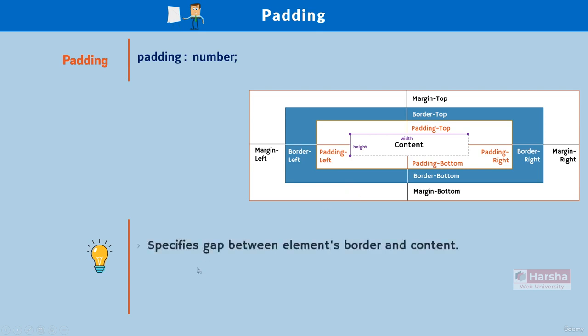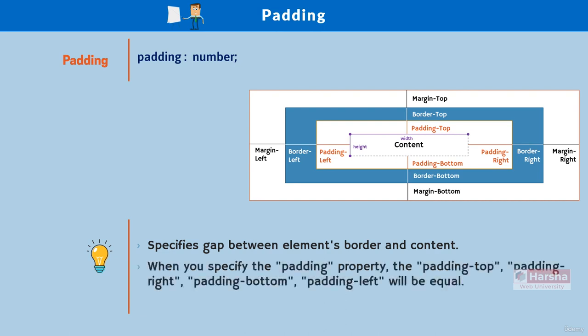By default, the padding property specifies the number equally as padding top, padding right, padding bottom and padding left. For most of the elements, padding is 0 by default. However, for some of the elements such as paragraphs or list items, there will be some minimum space as padding.